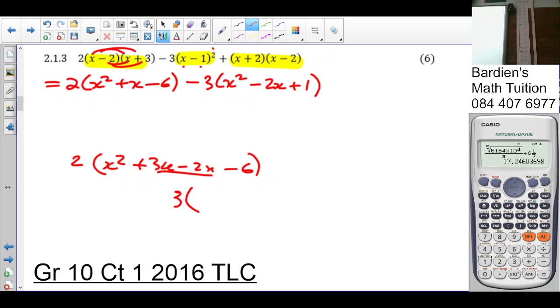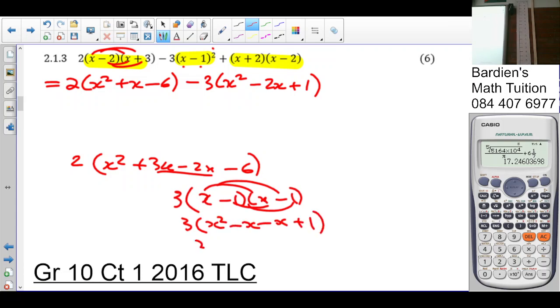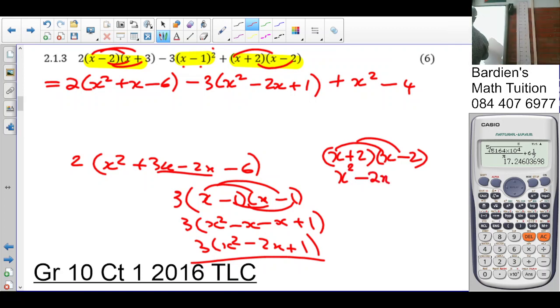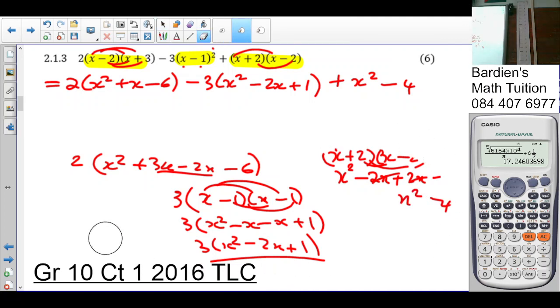Again, you can't do that, write it out twice, we multiply that out. It's going to be 3 into x squared minus x plus 1, which is 3 into x squared minus 2x plus 1, and that's what I got on top there. Plus, as you can see, the rule applies here, so it's going to be x squared minus 4, otherwise you can say x plus 2 times x minus 2, so they give you x squared minus 2x plus 2x minus 4, which cancels to be x squared minus 4. That's what I have again on the board there.